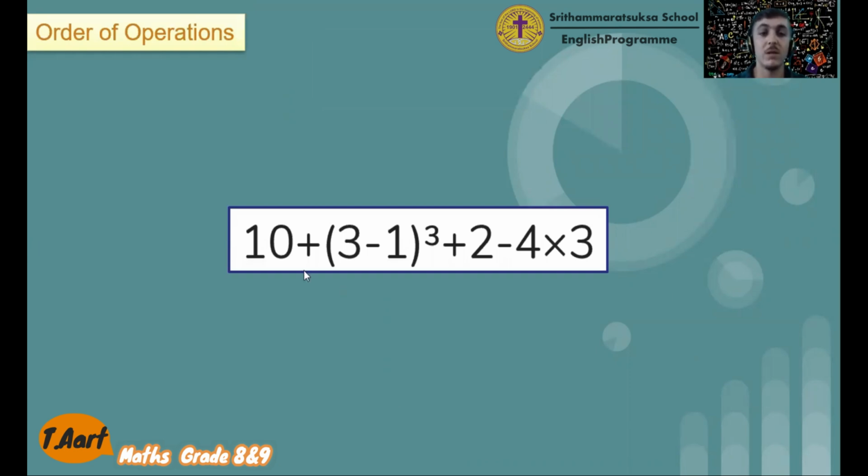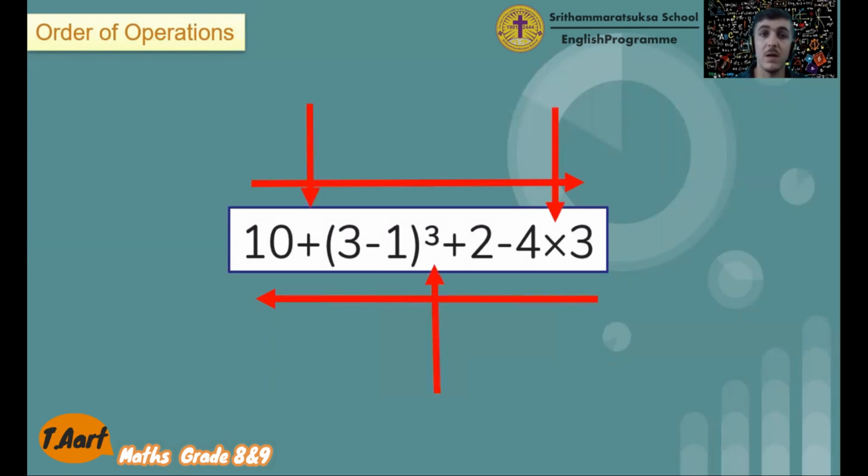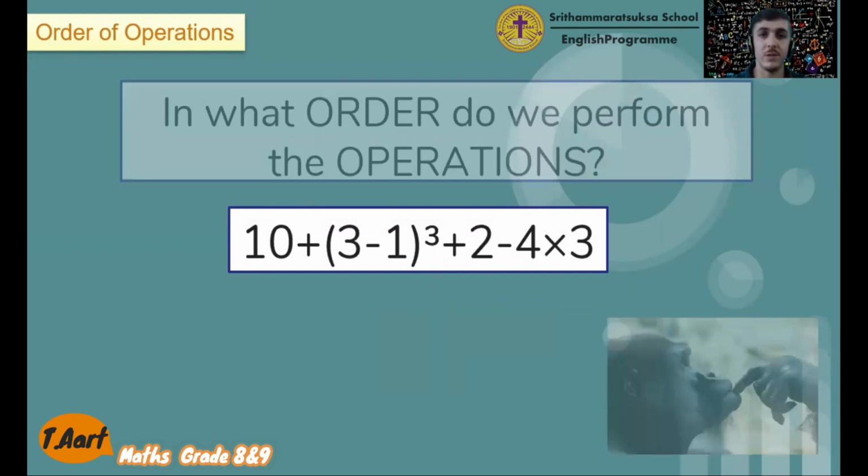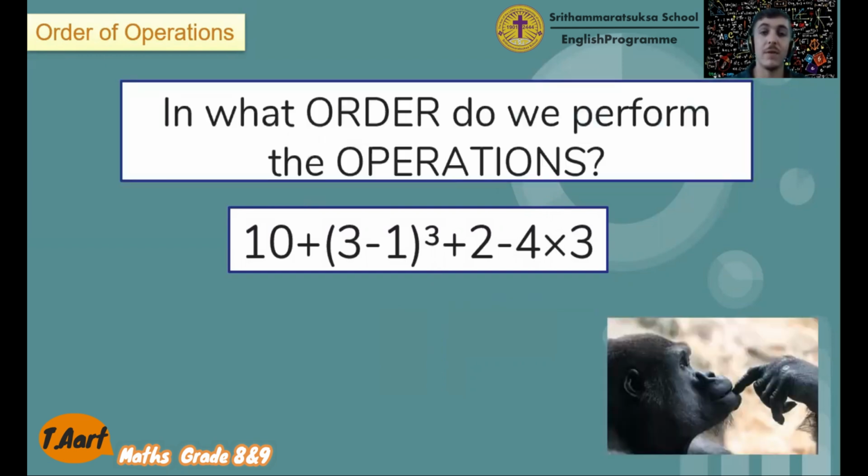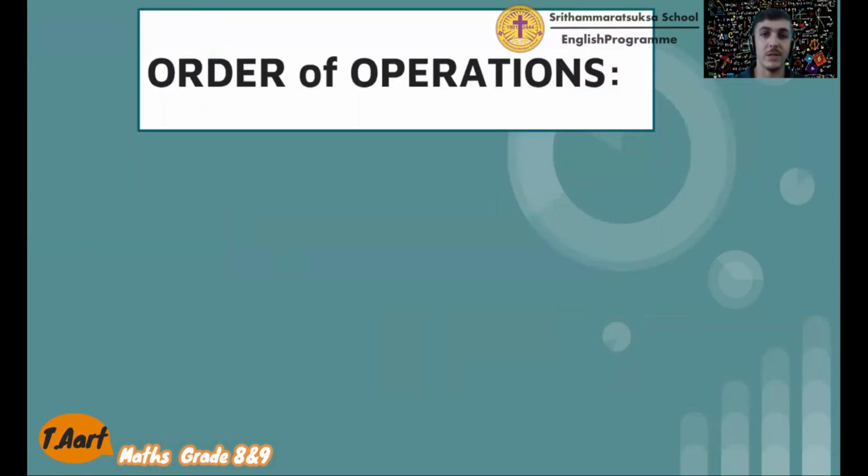Have a look at this equation, and I want you guys to think about where we start with this question. Do we start at the 10 and work our way to the right, so left to right, or do we start over here and work our way back to the left, or do we start with some special symbols first? That is, in what order do we perform the operations? And that is where the name of our topic comes from, the order of operations.